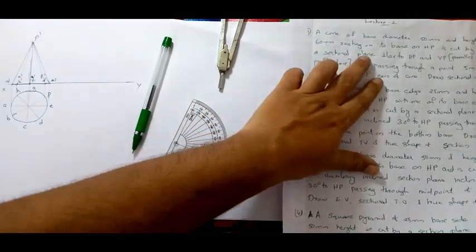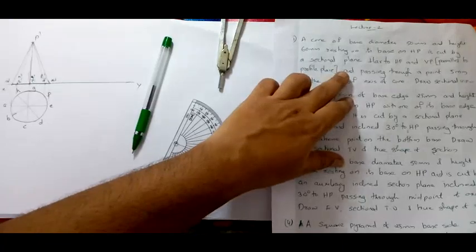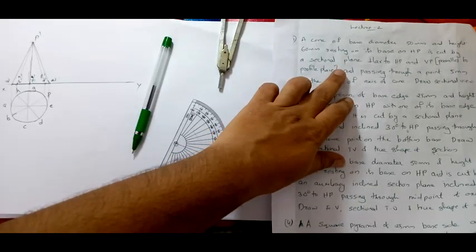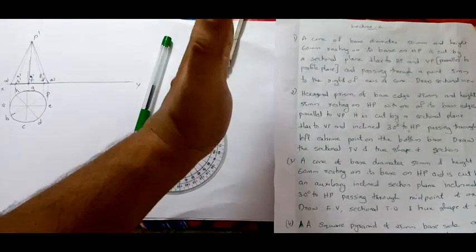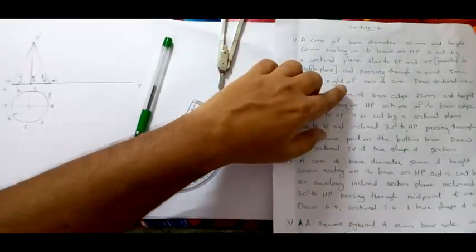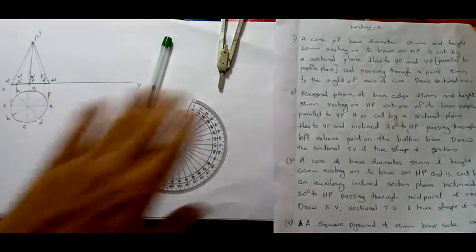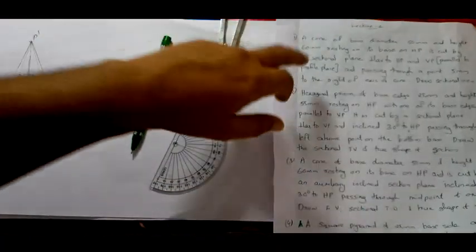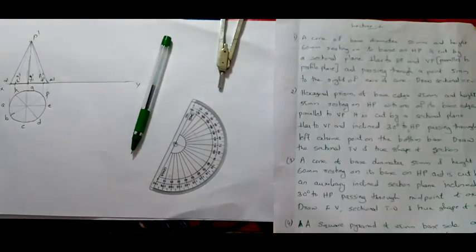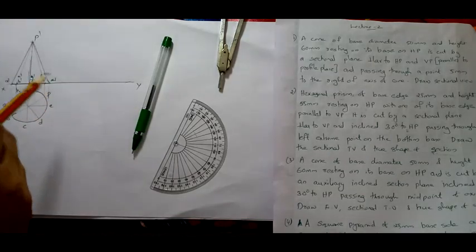Now they have given the section plane perpendicular to both HP and VP, that is, parallel to the profile plane. A section plane perpendicular to both HP and VP means the line will be perpendicular to the XY line in the front view and top view, passing through a point 5 mm to the right of the axis. So we have seen that the plane is parallel to your profile plane. For that, we already know that we have to obtain the side view. So first we are going to obtain the side view.